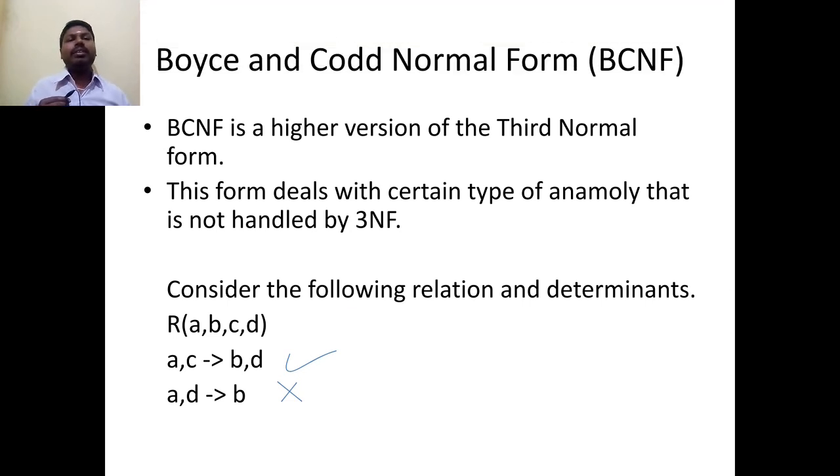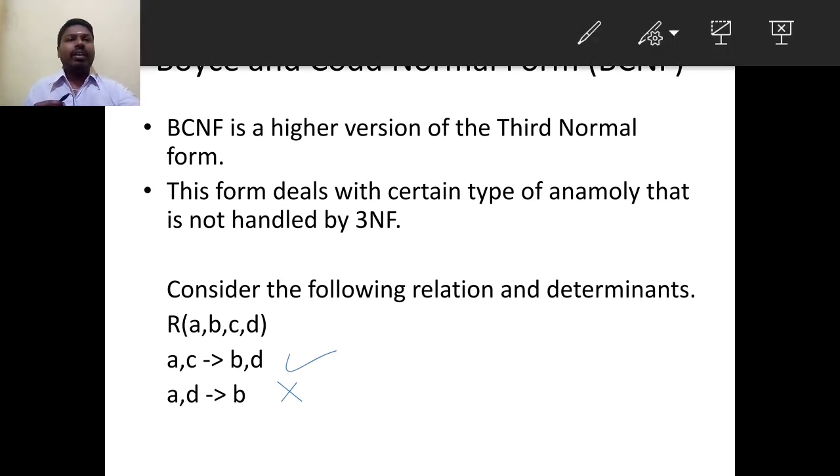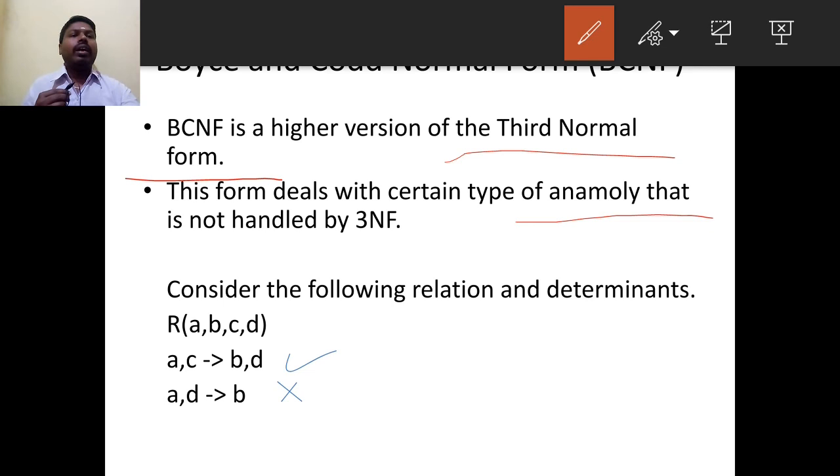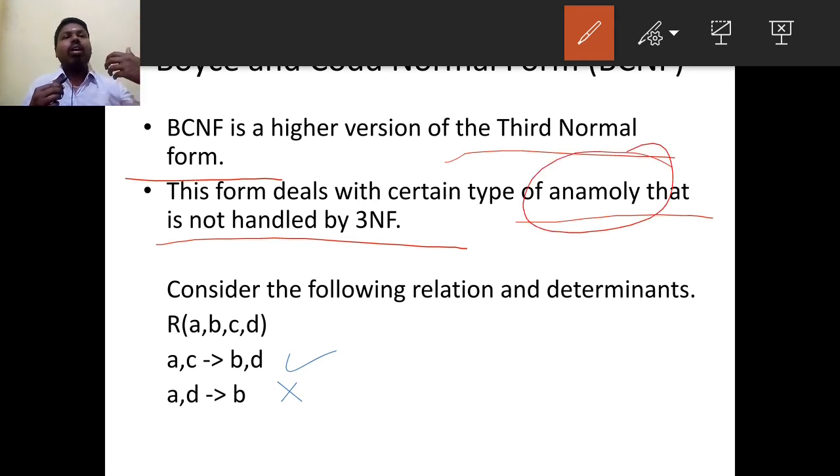BCNF. What is BCNF? Boyce-Codd normal form. See, BCNF is a higher version of third normal form. This form deals with a certain type of anomaly that is not handled by third normal form. You may have a small doubt, what is an anomaly, which means an error that is not considered.